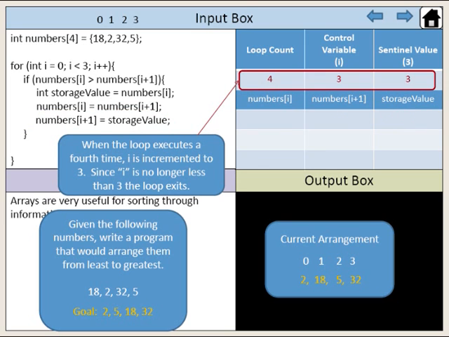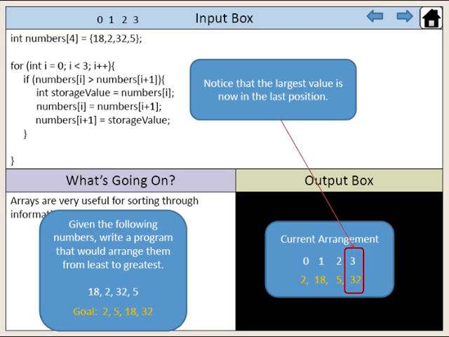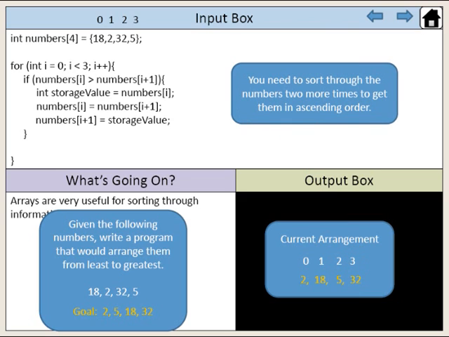When the loop executes a fourth time, I is incremented to 3. Since I is no longer less than 3, the loop exits. Notice that the largest value is now in the last position. You would need to sort through the numbers 2 more times to get them in ascending order.